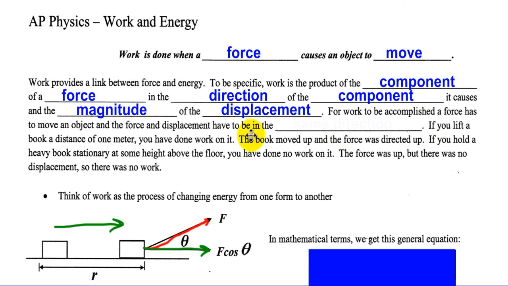For work to be accomplished, a force has to move an object, and the force and displacement have to be in the same direction. If you lift a book a distance of 1 meter, you have done work on it. If you lift up and it moves up, then you've done work. If it was falling and you lifted up to cause it to slow down and stop, you would have also done work on the system. As long as it's moving in the same plane, essentially. If you're applying a force horizontally and it's moving left or right, you're doing work. And if you're applying a force vertically and it's moving vertically, then you're doing work.